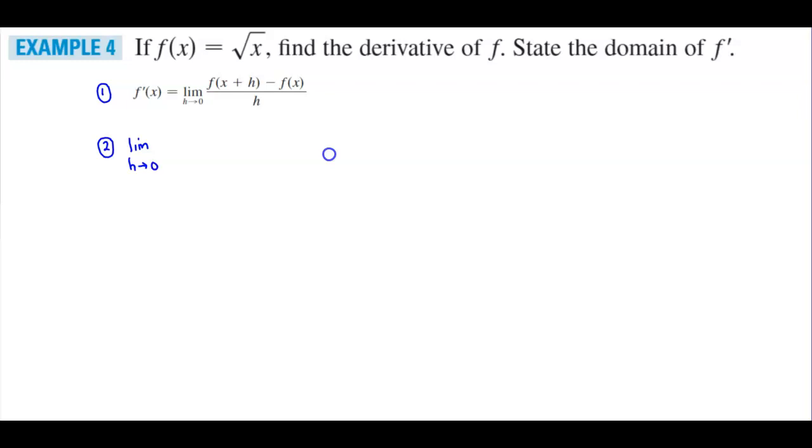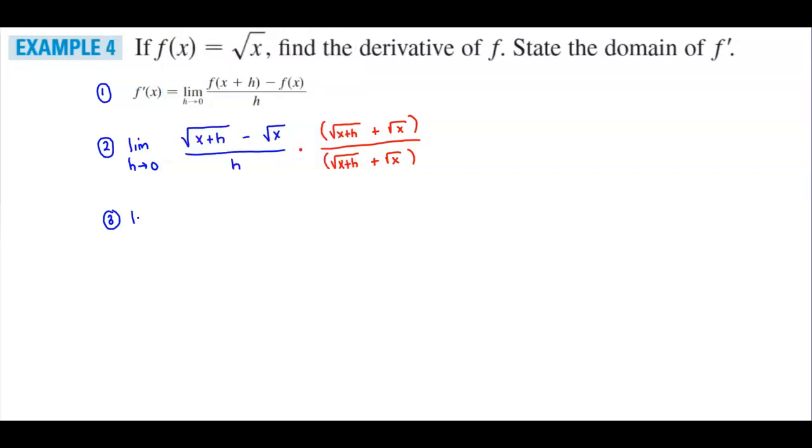as h approaches 0. So the first part, x plus h, becomes the input. So we have the square root of x plus h minus the function, which is the square root of x, divided by h. Okay, so now what we want to do is multiply the numerator and denominator by the conjugate. So we're going to multiply the numerator by the square root of x plus h plus the square root of x, divided by the square root of x plus h plus the square root of x.